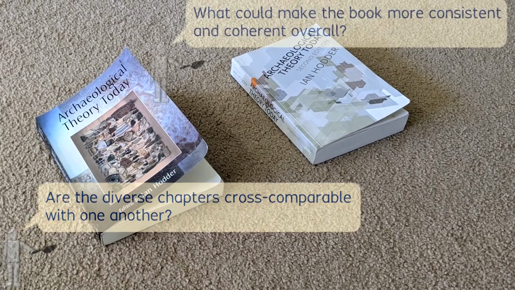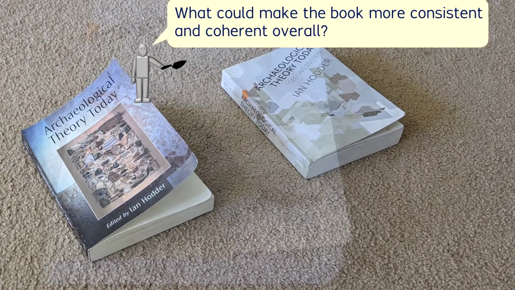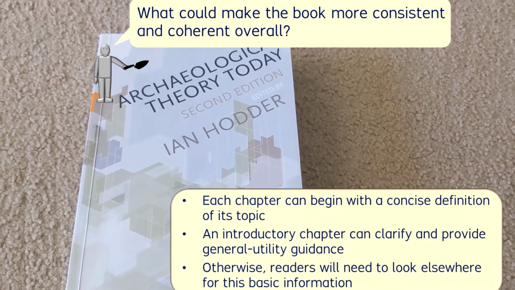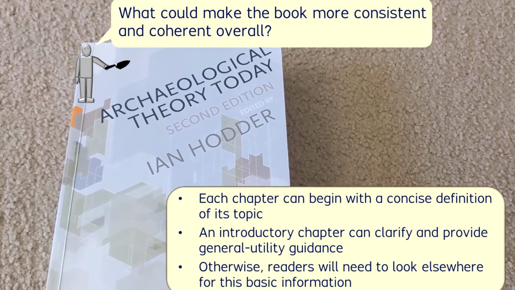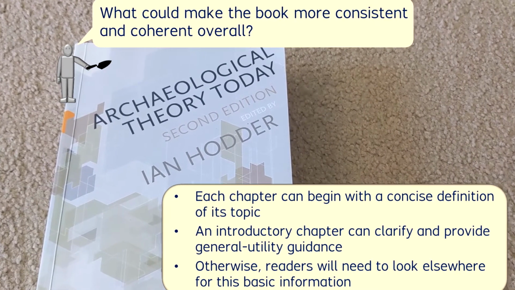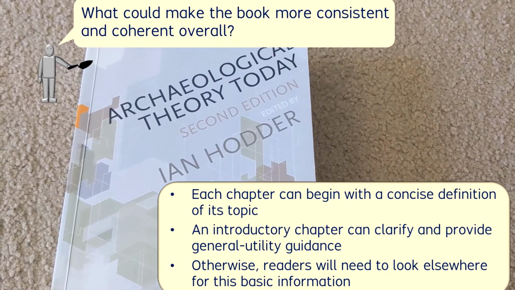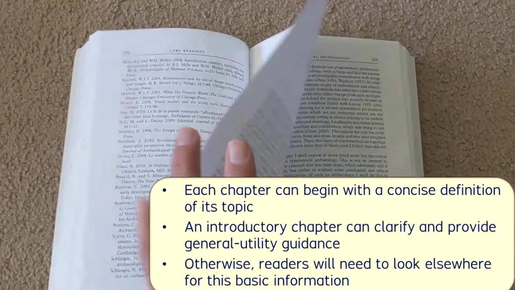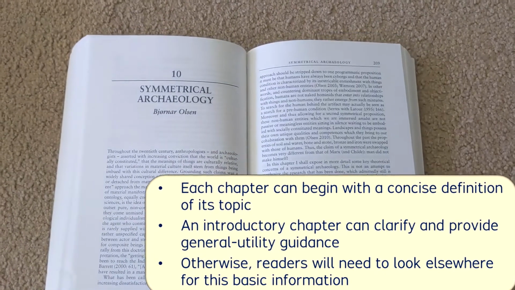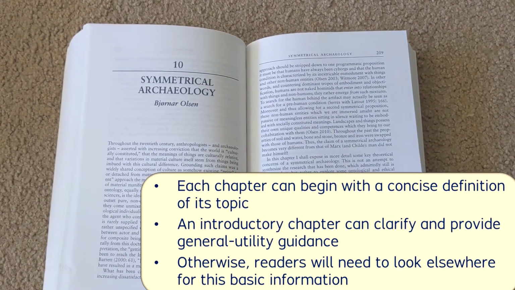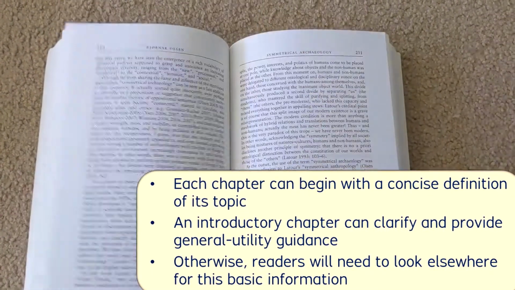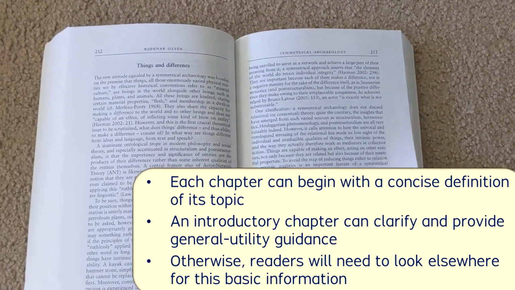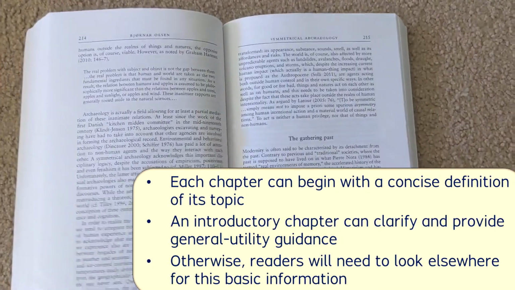For example, as an editor, I would insist for each chapter to begin with a concise definition of the theory or perspective at hand. Even in the second edition of the book, some of the chapters never bothered to give a definition of their topic. The most frustrating example was in the second edition chapter about symmetrical archaeology. For readers who do not already know about symmetrical archaeology, this chapter would be virtually meaningless.